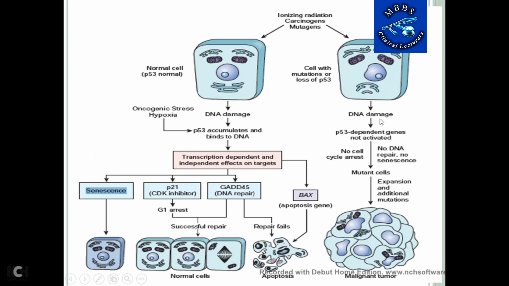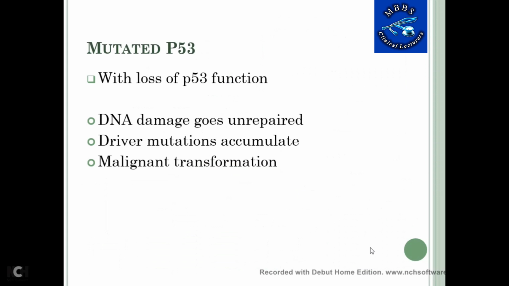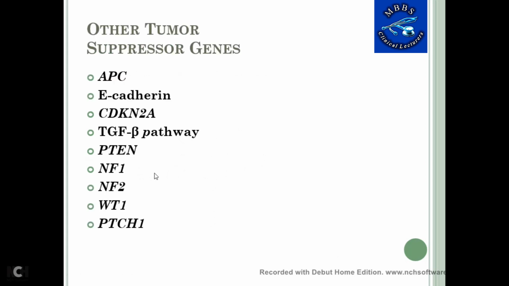But what happens when there is a mutation of P53? When there is loss of P53 or mutation in P53, DNA damage occurs but cannot be detected, and the damaged cells go into the cell cycle. There is no cell cycle arrest, no DNA repair, no senescence, and the cell remains mutated. These mutant cells acquire replicative activity, expand and multiply, and become a malignant tumor. So with loss of P53 function, the DNA damage goes unrepaired, driver mutations accumulate, and of course there is malignant transformation.